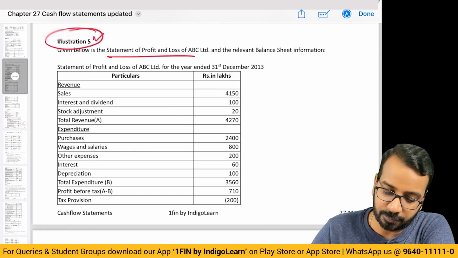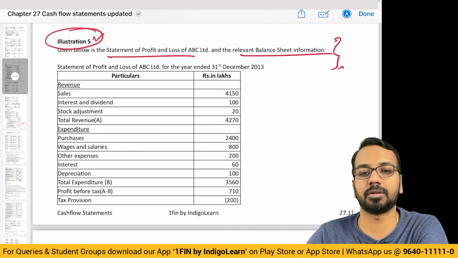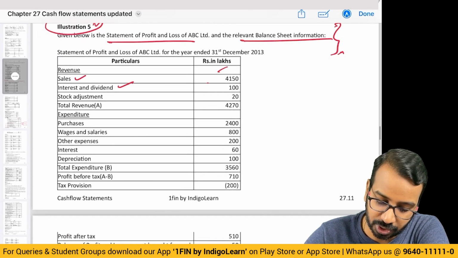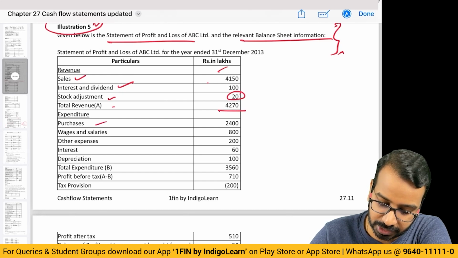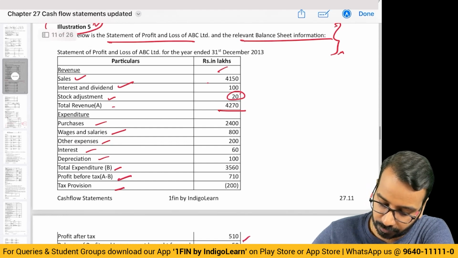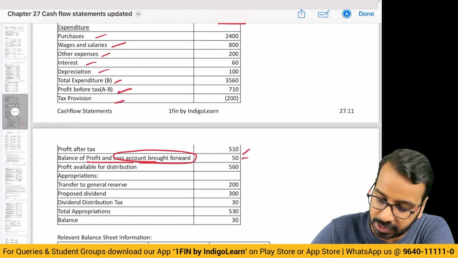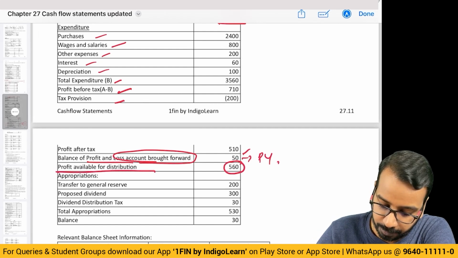Here we have the statement of P&L and the balance sheet information. They have given us the balance sheet information, not the full balance sheet. They have revenue, so sales, interest, stock adjustment, total revenue 4270. Then purchases, wages, other expenses, interest, depreciation, total expenditure, profit before tax, tax provision, profit after tax. Then the balance of profit and loss account brought forward. This is the previous year balance. Profit available for distribution, total.